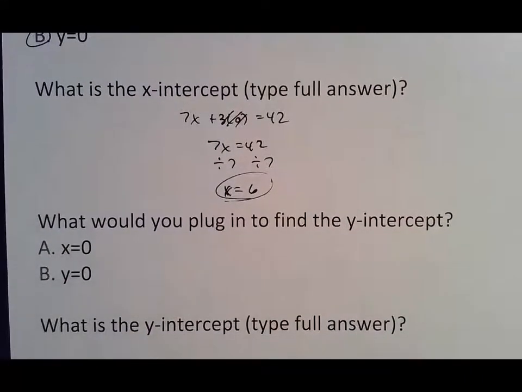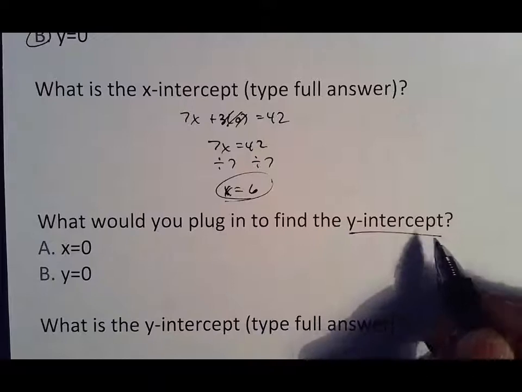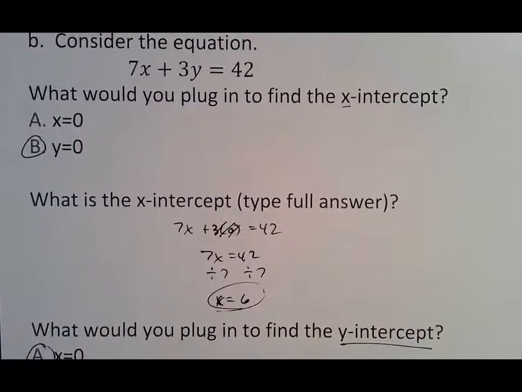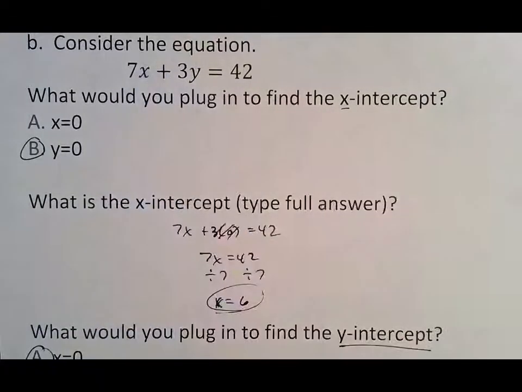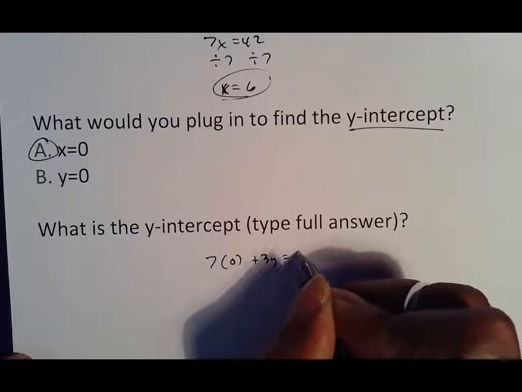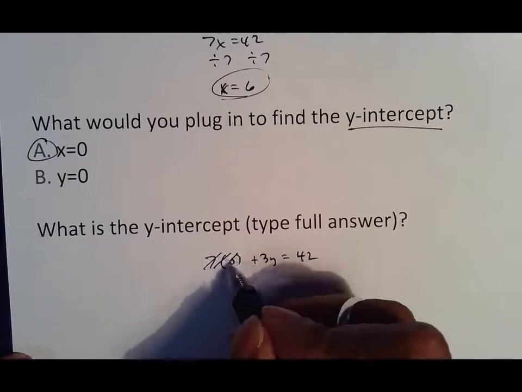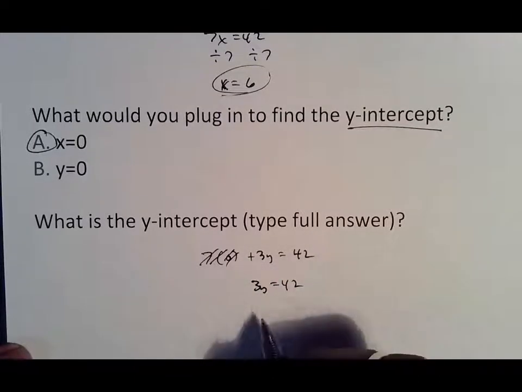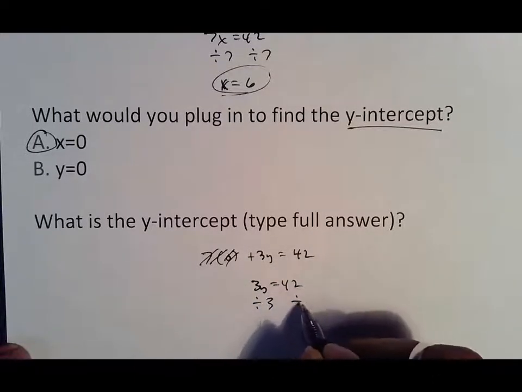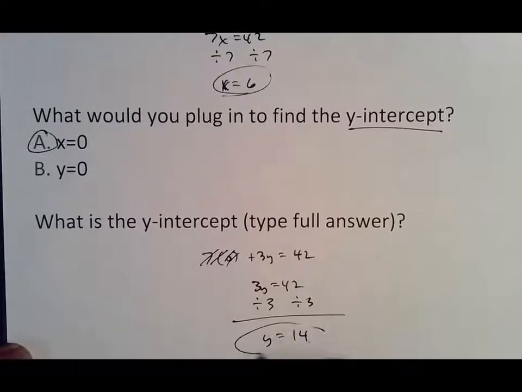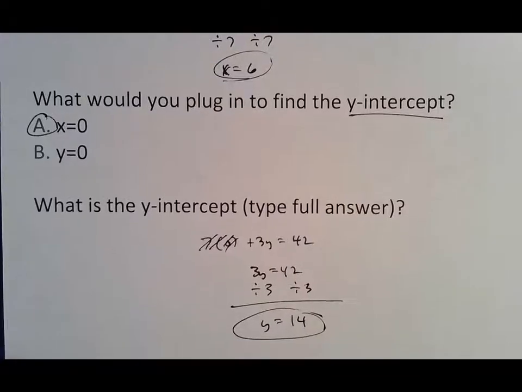So what do you plug in for the y-intercept? Well, if I want the y-intercept, y is important, which means x means nothing to me. So what is the y-intercept? That means plug in 0 for x. So I do 7 parentheses 0 plus 3y equals 42. 7 times 0 is 0, so it goes away. Therefore, 3y equals 42. Now you divide by 3 on both sides. Again, I'm going to trust you have a calculator, and I'll tell you that y is equal to 14. And that's actually what you have to type in, is y equals 14. But that's it. That's all there is to it.